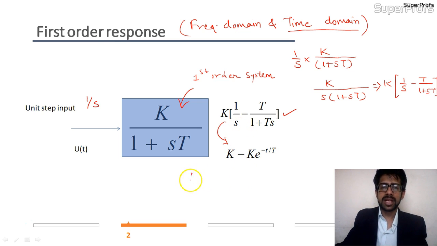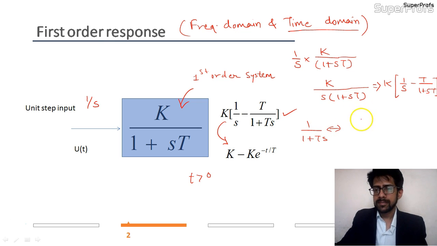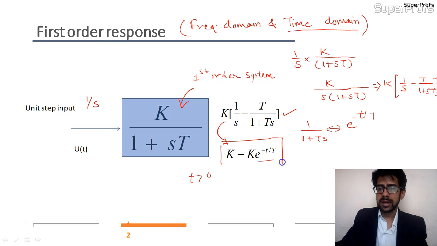But as we know, time starts only after t equal to 0, so it is nothing but equal to 1. So K into (1 minus ...) 1 upon 1 plus Ts is the Laplace transform of e raised to minus small t by capital T. So this is what is written after K. So this is the time domain response of a first order system.